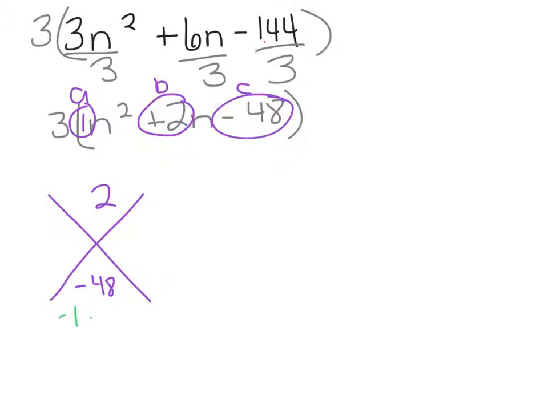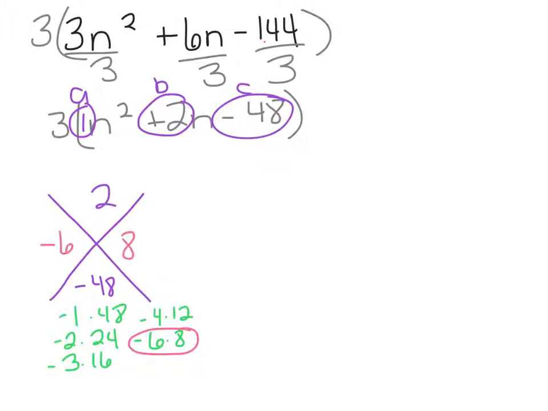So negative 1 times 48 doesn't work. Negative 2 times 24 doesn't work. Negative 3 times 16 does not work. Negative 4 times 12 does not work. Negative 6 times 8 does work. So we'll put those in there because negative 6 times 8 equals negative 48. Negative 6 plus 8 equals 2.